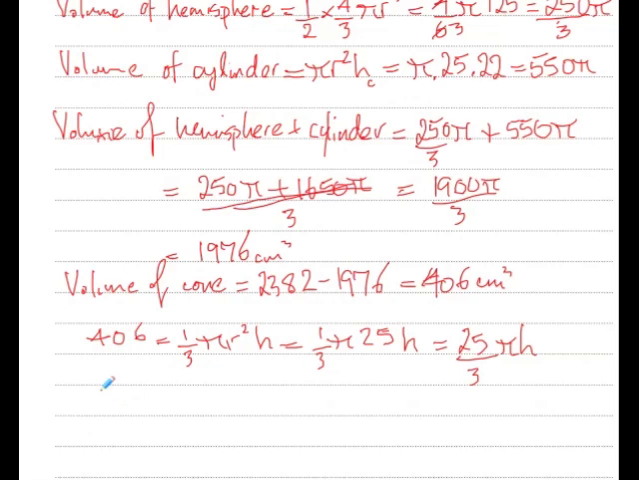So what we'll do now is h equals 406. I'm turning the formula around, and what we have to do is divide by 3 over 25 pi, to get rid of that side, and we have to do that to the other side as well, so we're left with 406 divided by (3 over 25 pi), which gives us 15.52 centimeters. What we've got is that length of the cone there.